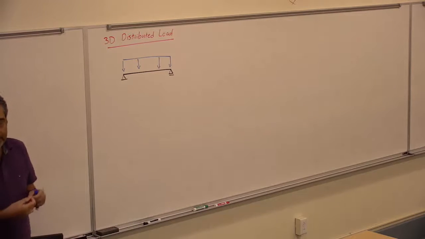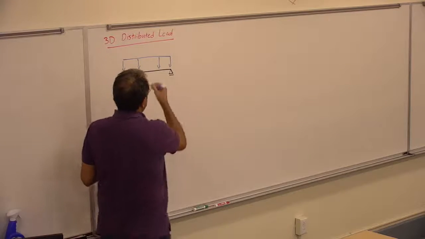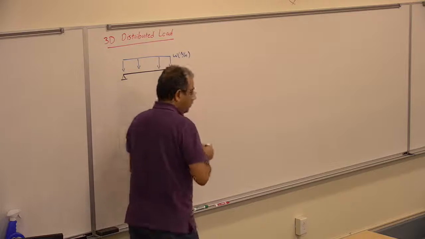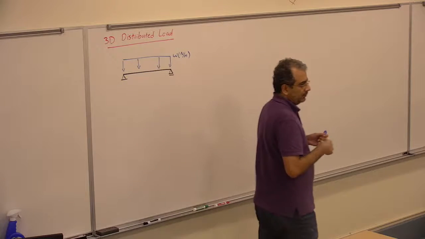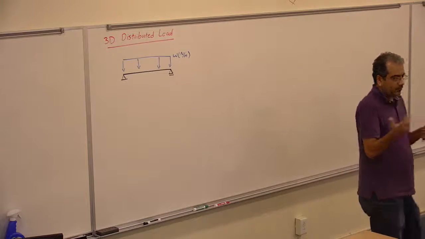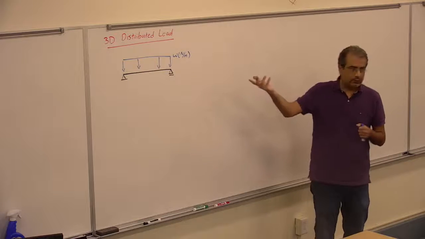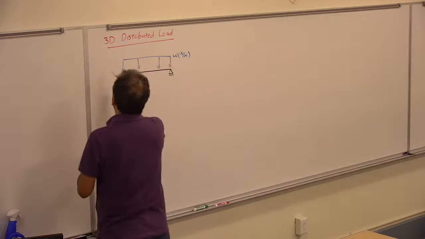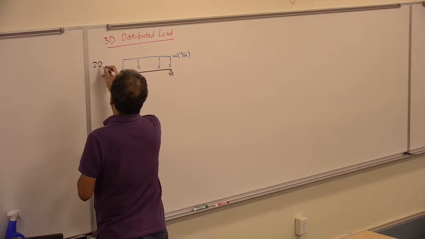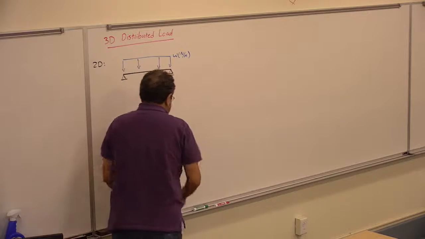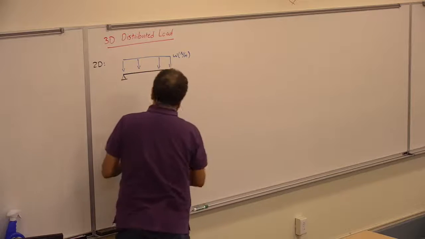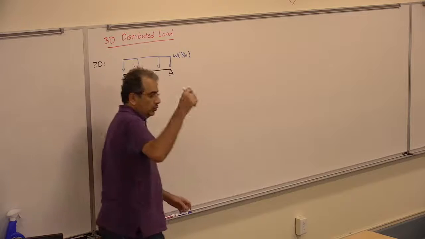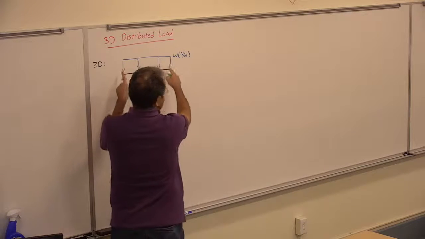Yet remember, what we need to do is replace that with a single load so we can work with that. We cannot work with a distributed load like this in just a 2D condition. So it was 2D. And we said that we are going to replace that load with a single load that goes through the centroid of the area of the load.